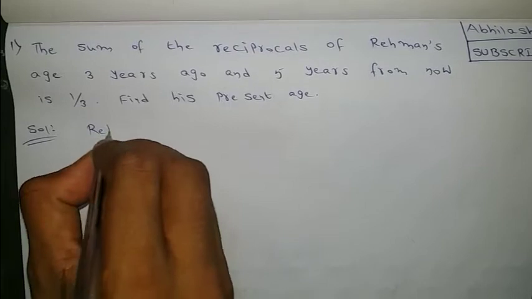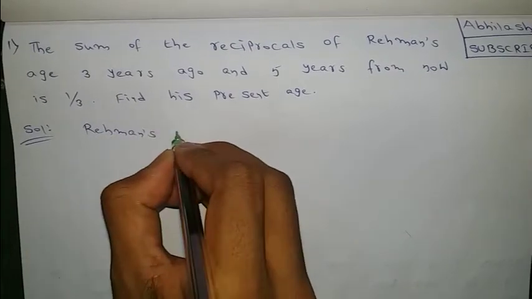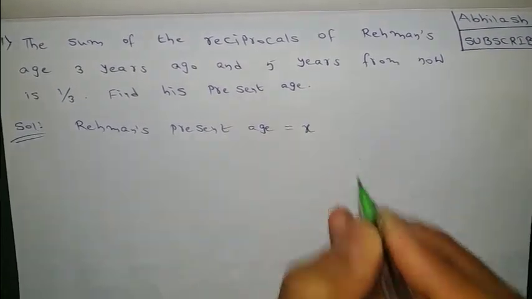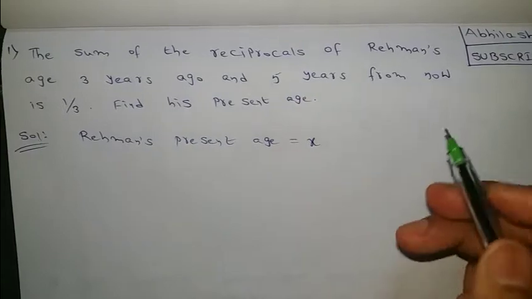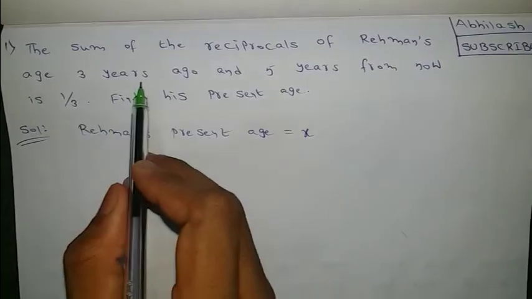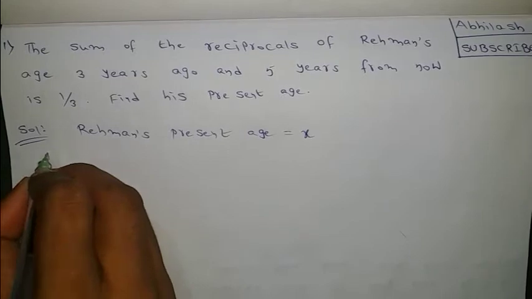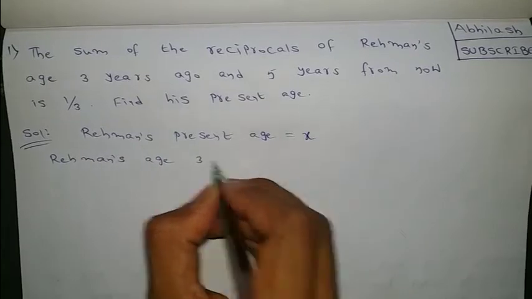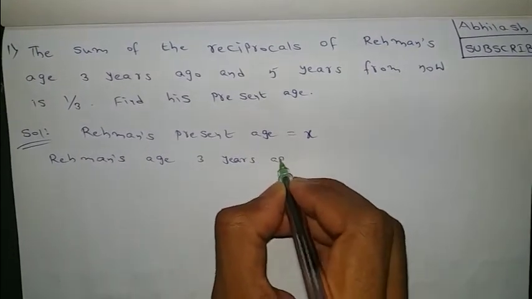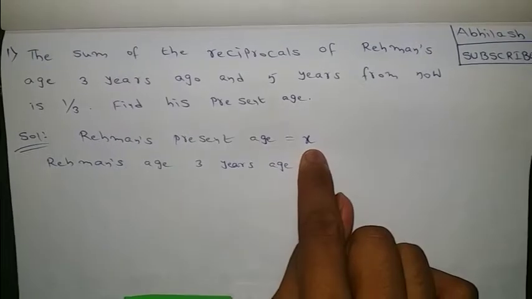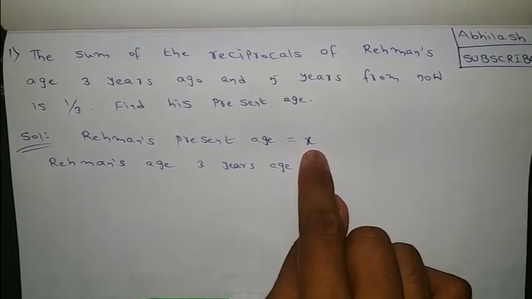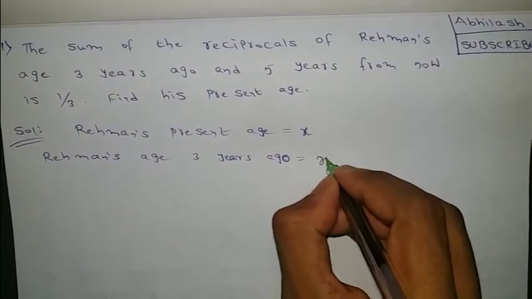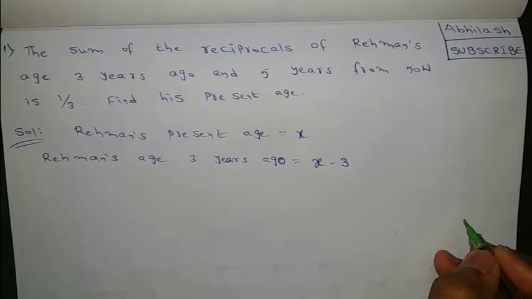So that's why I am taking Rahman's present age as some constant x. Then Rahman's age 3 years ago: the present age of Rahman is x, so obviously 3 years ago it will become x minus 3.